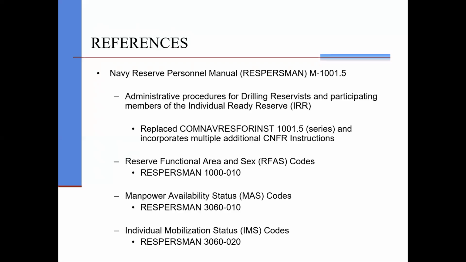References. Navy Reserve Personnel Manual, RESPERMAN, MTech 1001.5, Administrative Procedures for Drilling Reservists and Participating Members of the Individual Ready Reserve. Replaces COMNAVRESFORCOM Instruction 1001.5 and incorporates multiple additional CNRFC instructions. Reserve Functional Area and Sex, RFAS codes, RESPERMAN 1000, Tech 010. Manpower Availability Status, MAS codes, RESPERMAN 3060, Tech 010, and Individual Mobilization Status, IMS codes, RESPERMAN 3060, Tech 020.